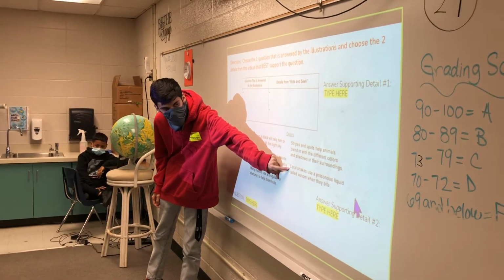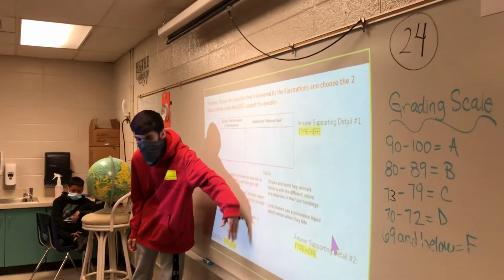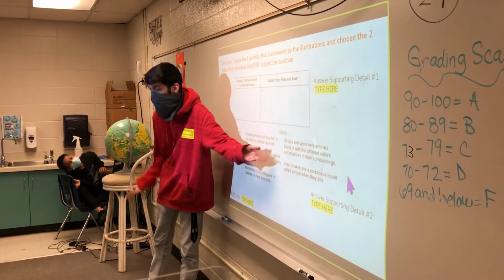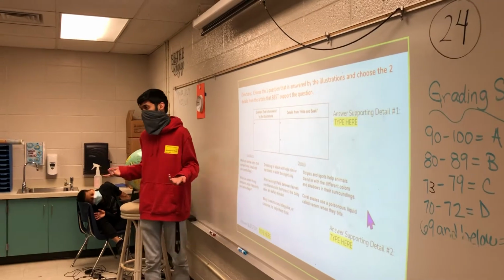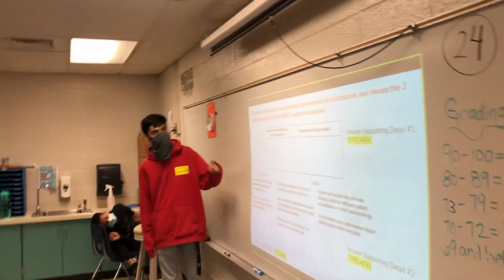Coral snakes use a poisonous liquid called venom when they bite. That has absolutely nothing to do with camouflage. It's a cool fact about coral snakes, but it has nothing to do with how it can hide from anything.